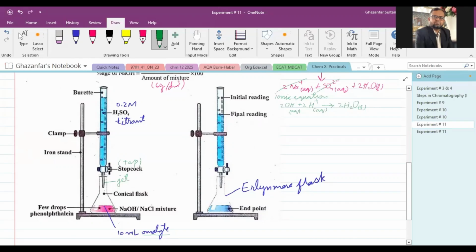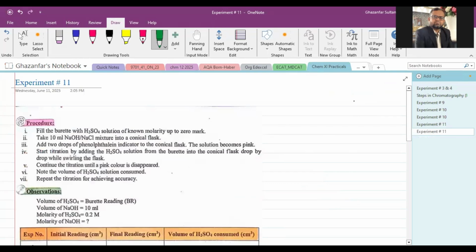So there would be the final reading. What is the final reading? I will show it, but definitely there should be a final reading. If you have filled it up to this, then 0 is the initial reading, and whatever the final reading in your practical, I will show in the video. But now first see the procedure.